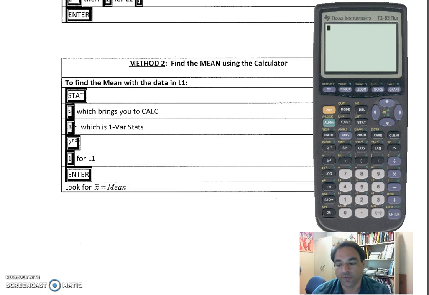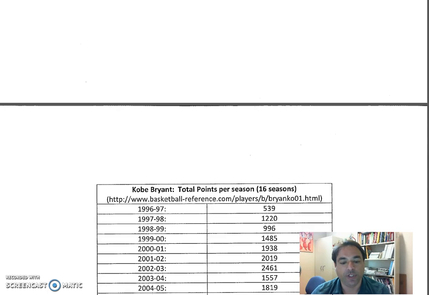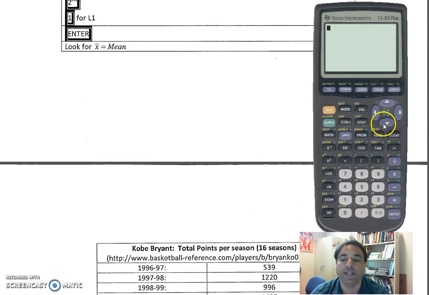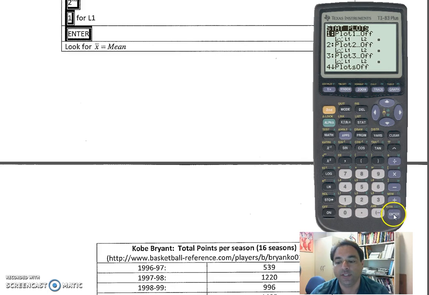So I'm going to hit clear. We're going to scroll down, and we're going to do the same thing for Kobe Bryant. But actually, before we do Kobe Bryant, let's do a little review on how to make a histogram. So I can also make a histogram of the data by doing second y equals, go into plot 1, turn it on, choose histogram, enter, Michael Jordan's in list 1, second 1. Now frequency we'll leave at 1, and then we're going to move it up, up, up, and then to do a standard window we'll do zoom down to 9, zoom stat, and there's our histogram.